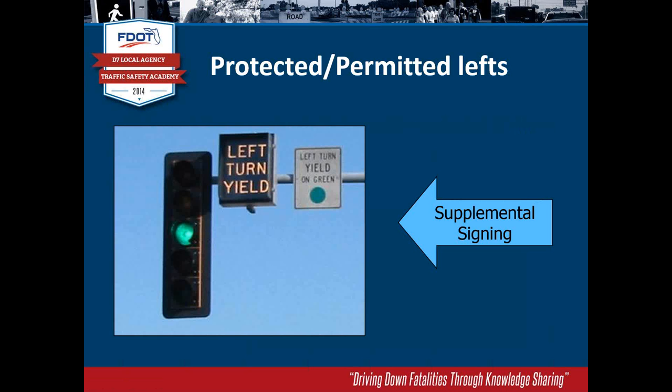Sometimes you may need to add some supplemental signing to let people know left turns have to yield on green. This one, I'm not sure where this photo was taken, but it looks like they really needed to let people know, hey, left turns, yield, check it out. So they had a blank out sign put up as well that left turns have to yield on the green indication. They had the static regulatory sign here, but they added the blank out sign as well to let the left turns know, hey, you've got to yield to the oncoming traffic.